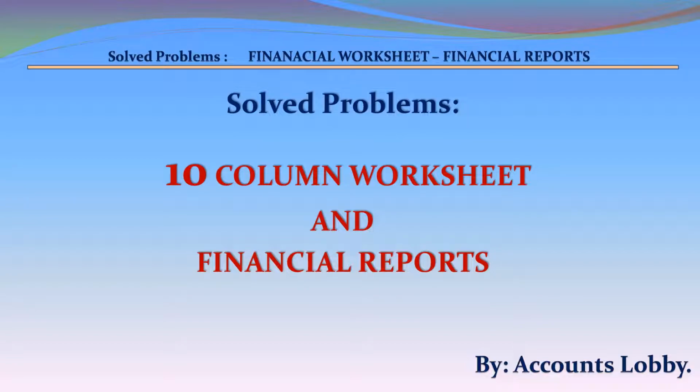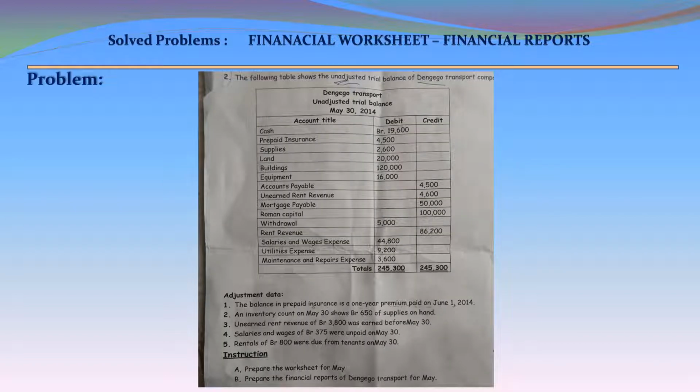Solved problems. 10-column worksheet and financial reports. The following table shows the unadjusted trial balance of Dengigo Transport Company. Dengigo Transport unadjusted trial balance, May 30, 2014.